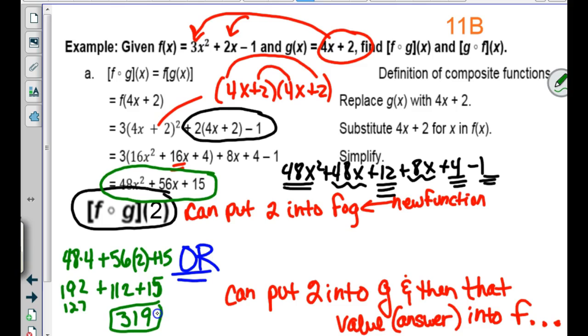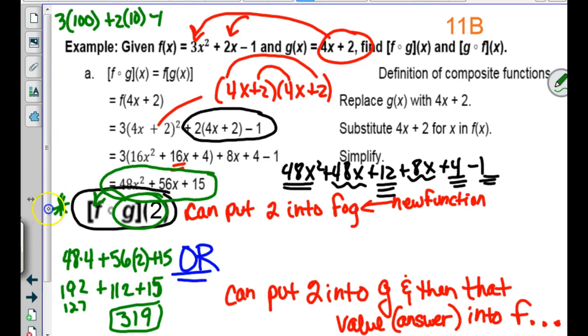Now, there's another way to do this that I like much better. If this were the only thing I asked you right here, f of g of 2, any ideas? What could we put the 2 into first? The g. So let's put the 2 in here. 4 times 2 plus 2 is 10. Then we could put that answer into f. So put a 10 in here. 3 times 10 squared, which would be 100, plus 2 times 10 minus 1. What's 320 minus 1? 319. Was that much easier? And if they didn't ask us to find what f of g was, I certainly could have made an algebraic mistake finding this disaster in here, right? So be careful.